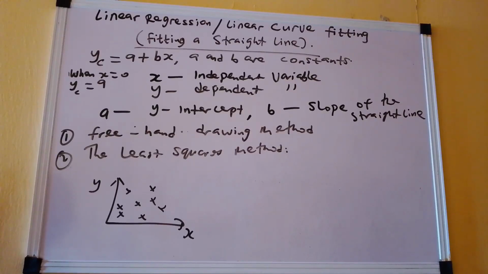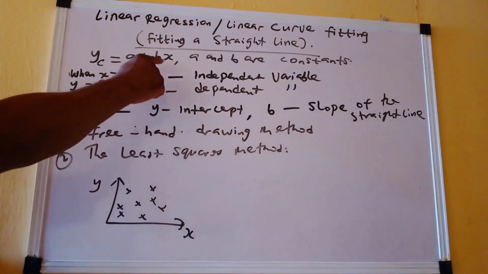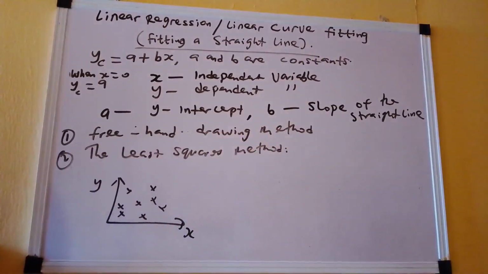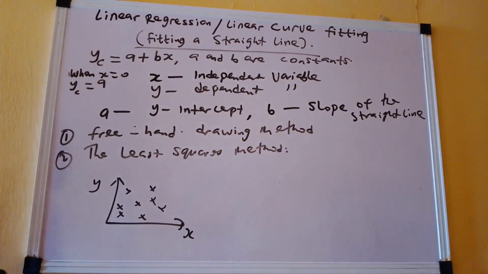So a and b can be computed using the least squares method. A straight line is completely determined by its intercept and the slope. So without the slope b and without the intercept a, a straight line cannot be determined. The least squares method involves the derivation of what we call the normal equations. With the help of the normal equations, we will be able to calculate the values for a and b. I hope this is taken.